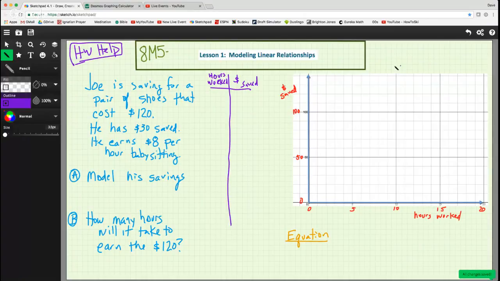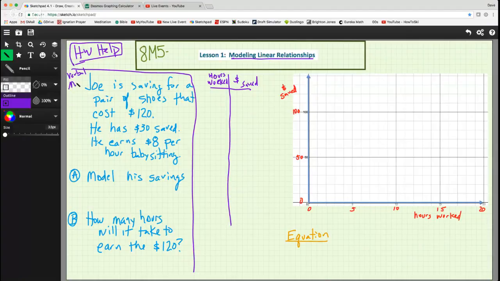All right. So we're going to talk about modeling linear relationships. And so we're going to start over here with a verbal model. Remember that word, verbal model? This is a word problem, or a verbal model. So this is a verbal model, this is a T-chart model, this is a graphing model, and this is an equation model, all the same thing.